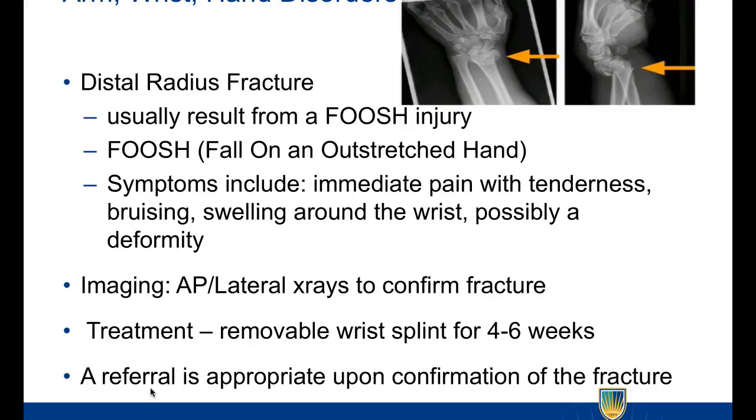Imaging: take AP and lateral x-rays to confirm fracture. Treatment is removable wrist splints for 4 to 6 weeks, preferably in minimally displaced fractures. A referral is appropriate upon confirmation of fracture but can be managed in primary care if the provider is comfortable with casting and splinting. Referral is needed when the fracture is displaced, open, intra-articular, or involving epiphyseal plates.